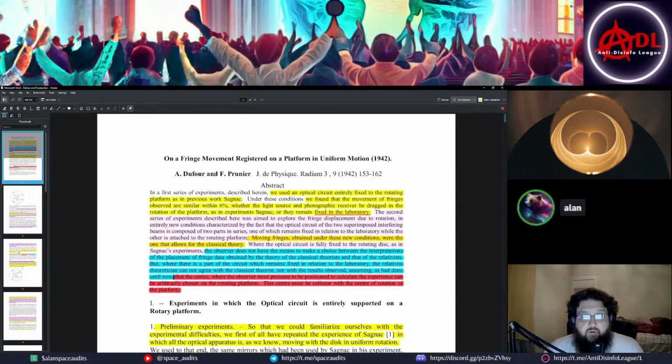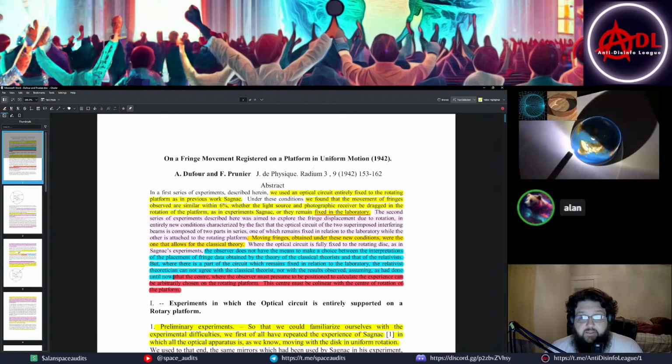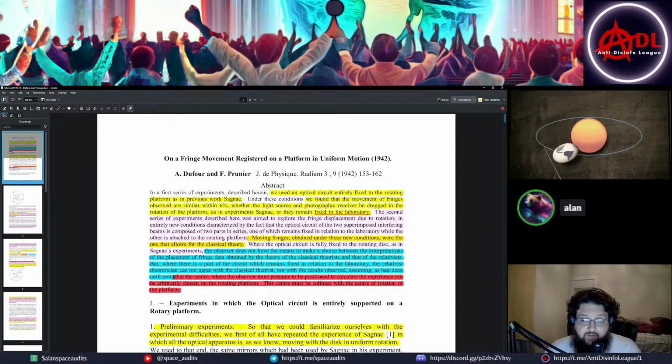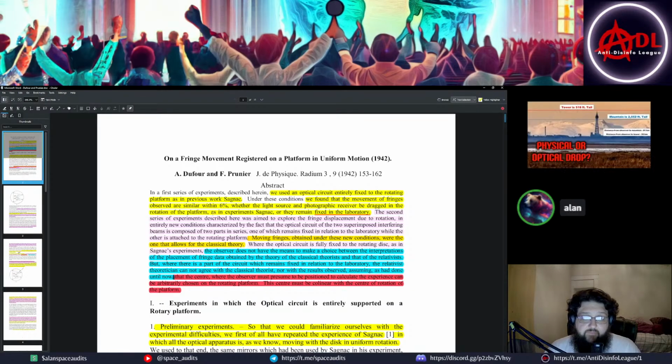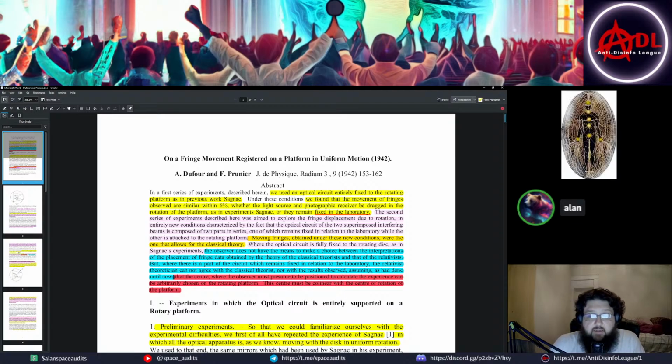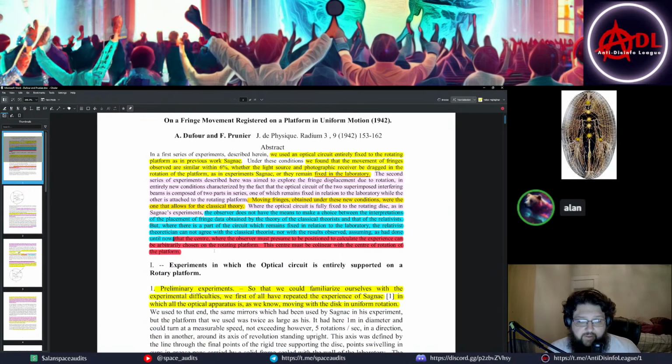So this is Dufour and Prunier, 1942, abstract. In the first of these series of experiments described herein, we use an optical circuit entirely fixed to a rotating platform, as in the previous work of Sagnac. Under these conditions, we found that the movement of the fringes observed is similar within 6%, whether the light source or the photographic receiver is dragged in the rotation with the frame, with the platform, as in the Sagnac experiment, or when it remains fixed to the laboratory. So we'll get into the distinctions there that they make, and how they achieved such a setup.